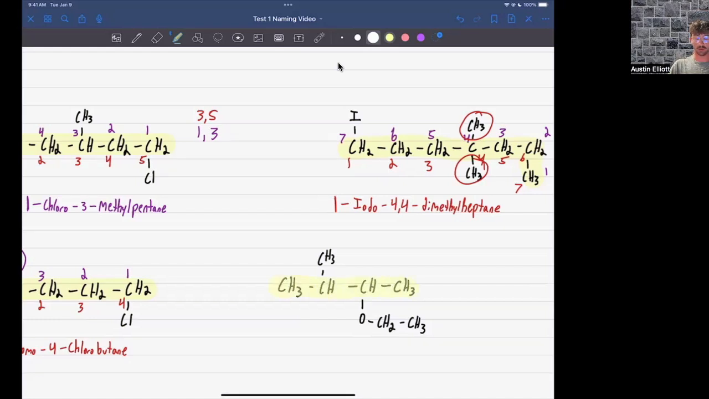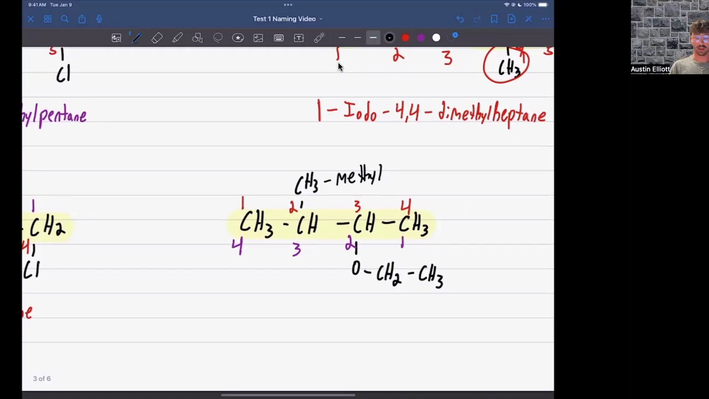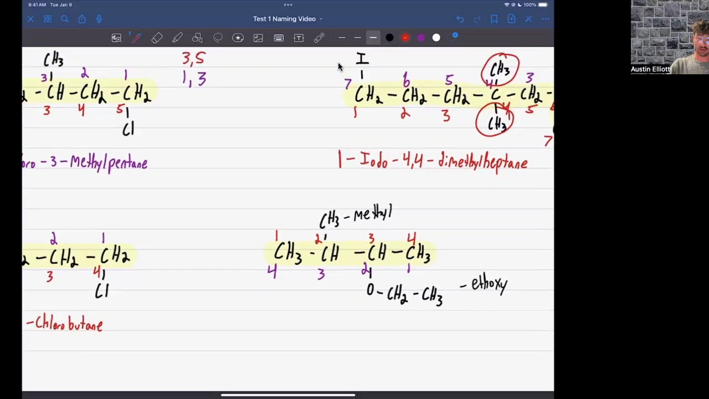This is something you should always be doing on practice, tests, homeworks. This is really helpful. Then we're going to number. So red, we're going to go 1, 2, 3, 4. And then purple, we're going to go 1, 2, 3, 4. So with this, we have a methyl group, and then we have an ethoxy group. So if we look at it, red is 2, 3, purple is also 2, 3.